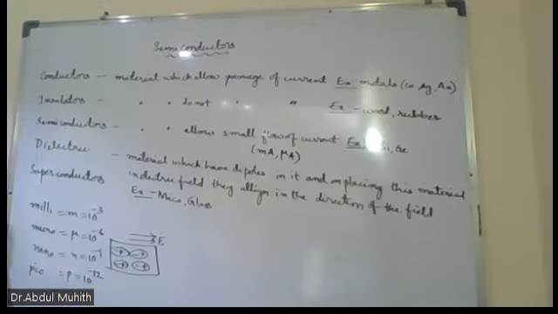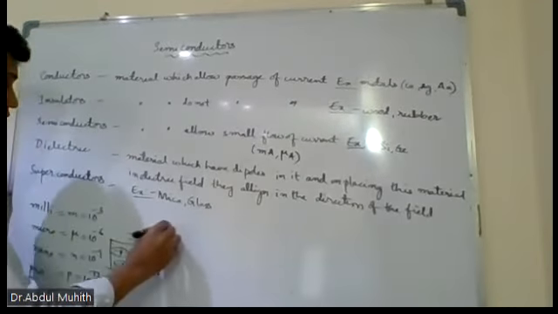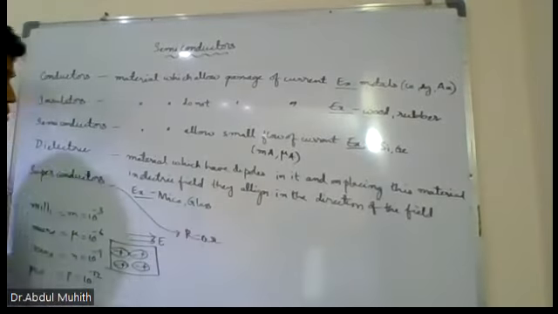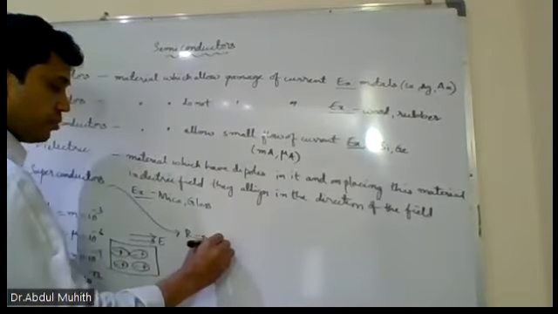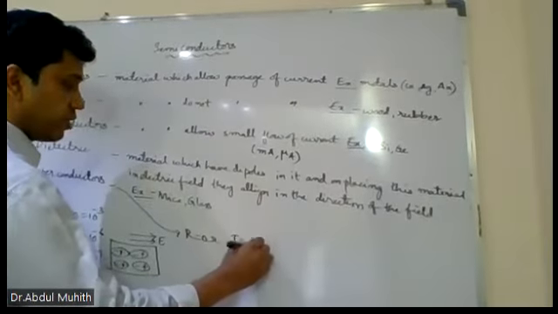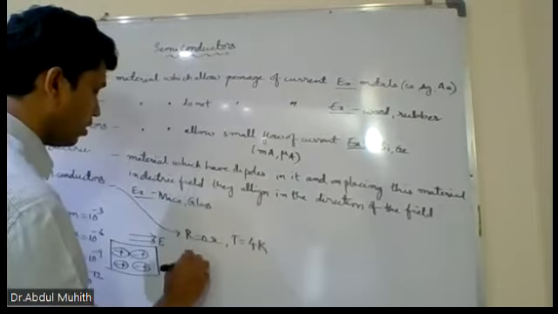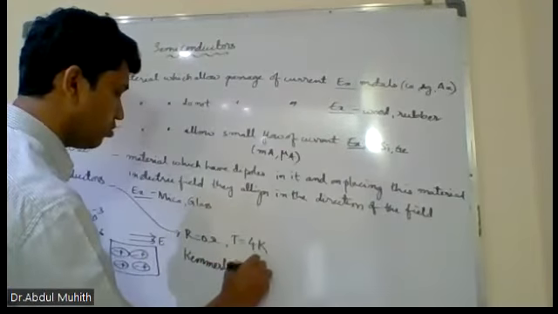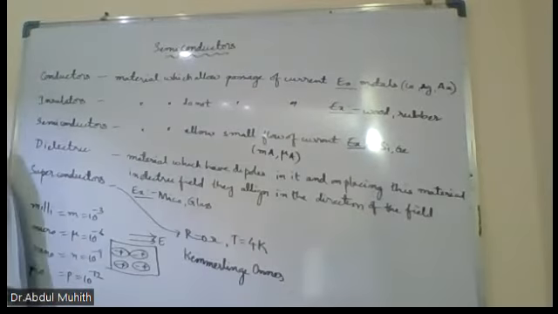Next is superconductors. They are materials whose resistance, which I'm writing here, is 0 ohms at temperature T equal to 4 Kelvin. There is a scientist, Onnes, who found out this phenomenon. He got the Nobel Prize for that in 1911. This is the scientist who did this experiment on superconductors.